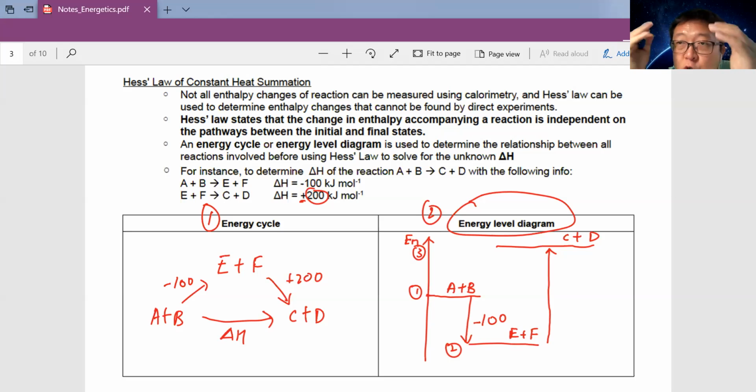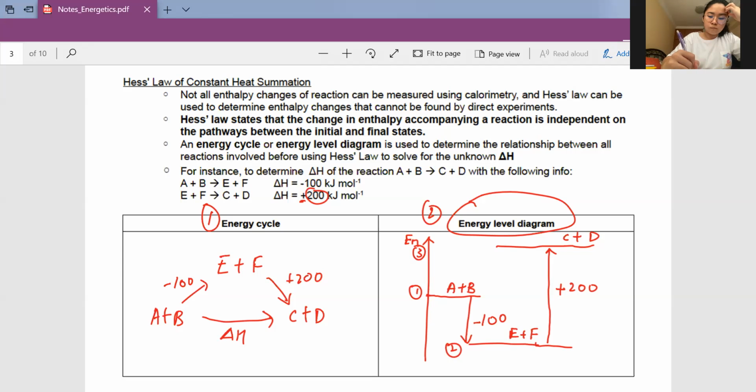This 1, 2, 3 is the way that you approach an energy level diagram, or you practice your mind to see the magnitude. You must train your mind to see this. You see E plus F, how I know it's going up and more than 1 is because it's 200. Okay, so this is positive 200. It makes sense. Going up, positive. Magnitude 200, bigger than 100. So it's above number 1.